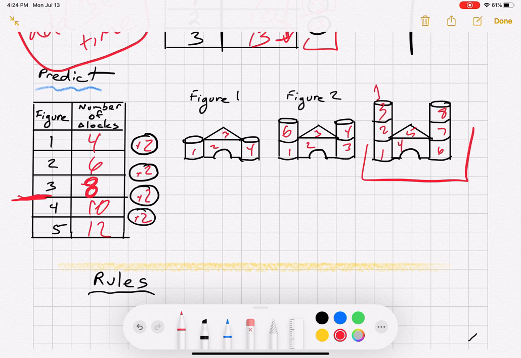And if we wanted to just check this, I could just quickly, okay, that would be figure 4, right? And not the wrestling move. And then that would be figure 5, which would be 12. So you can draw it out and check it. You can build it with blocks if you've got these blocks. And just double check if you want.